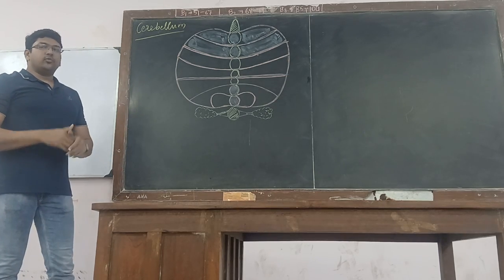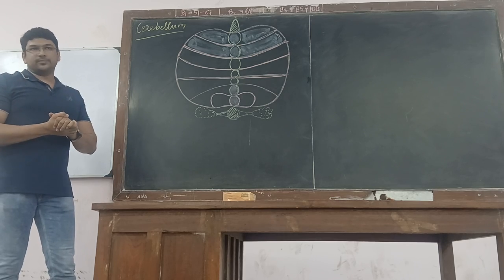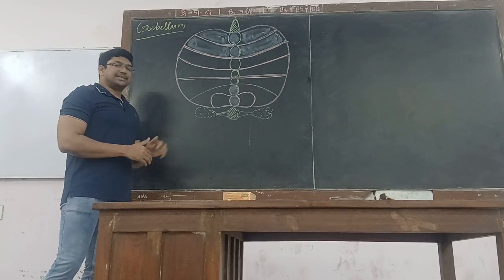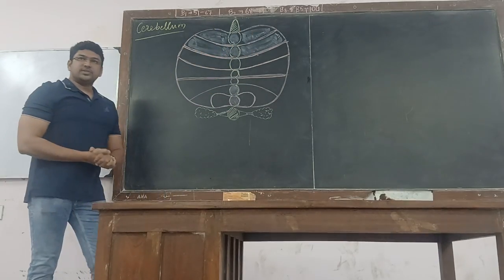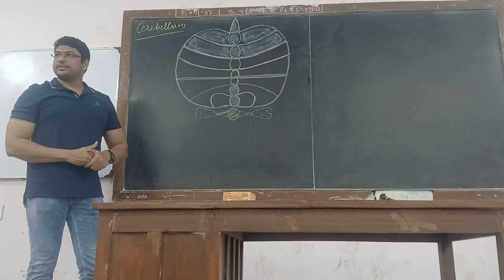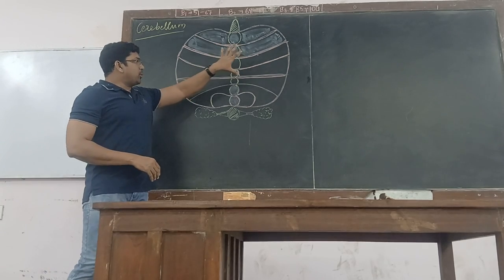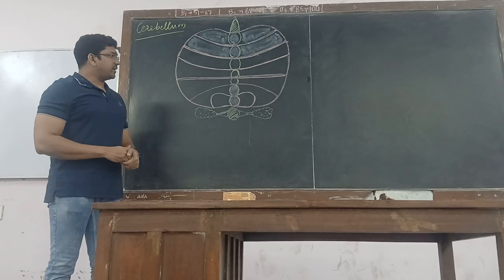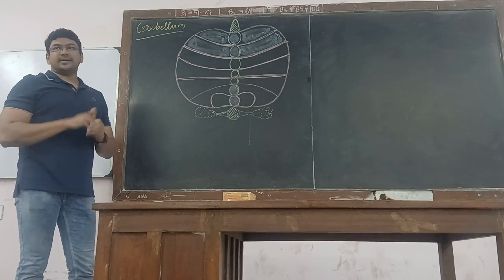For the cerebellum, we are going to discuss only the gross anatomy, not the entire internal connections and everything. This is the dorsal aspect of the cerebellum, just behind the brainstem, towards the posterior aspect. This is the posterior aspect of the cerebellum that we are looking at. This cerebellum contains two parts. What are the two parts?